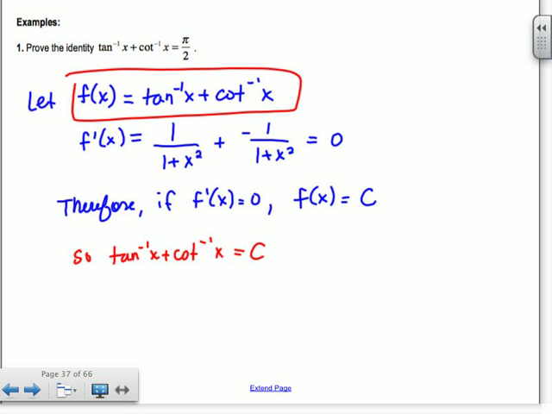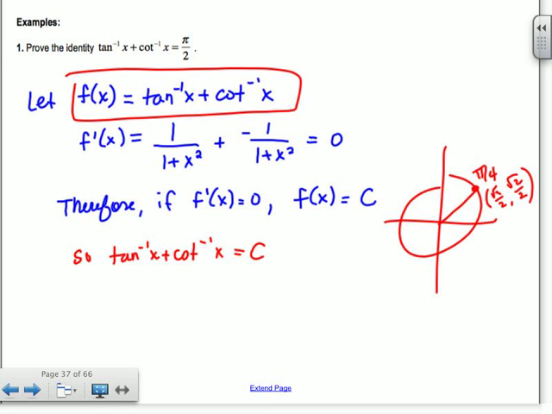Good things to plug in for x when you have tangent and cotangent: I would say pi over 4. Why is pi over 4 nice? Think about your unit circle. At pi over 4, you have square root of 2 over 2, comma, square root of 2 over 2. So what's the tangent? 1. What's the cotangent? 1. So I guess we're plugging in x equals 1.